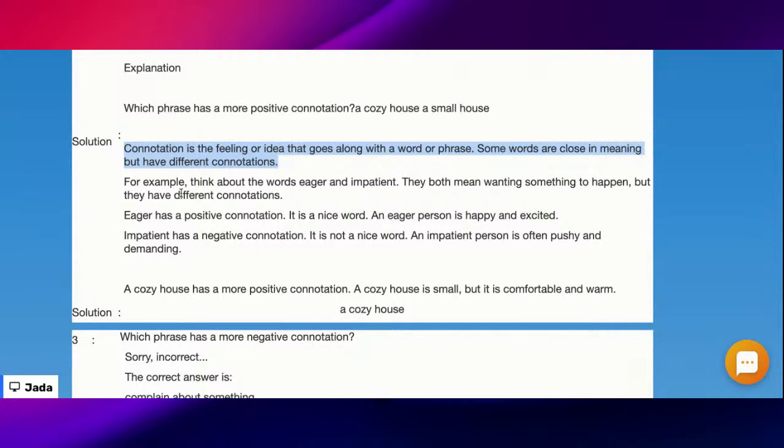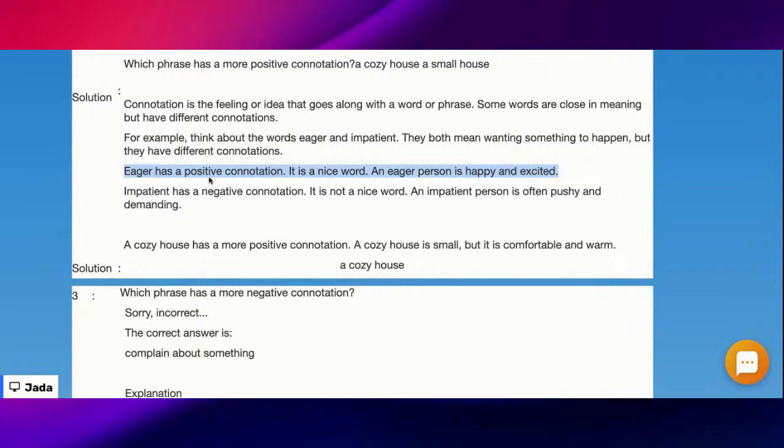For example, think about the words eager and impatient. They both mean waiting, wanting something to happen, but they have different connotations. Eager has a positive connotation, it is a nice word. An eager person is happy and excited for something to happen, but impatient has a negative connotation because it's not a nice word. Impatient is often pushy and demanding.